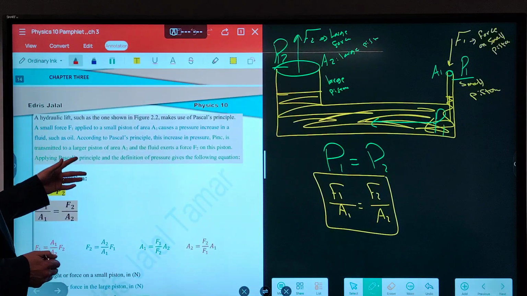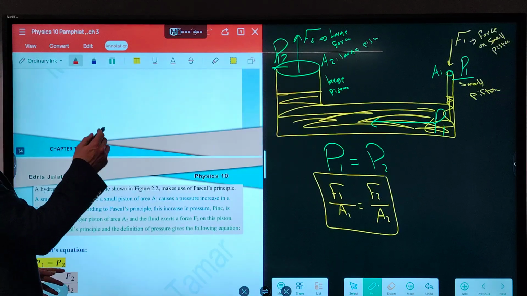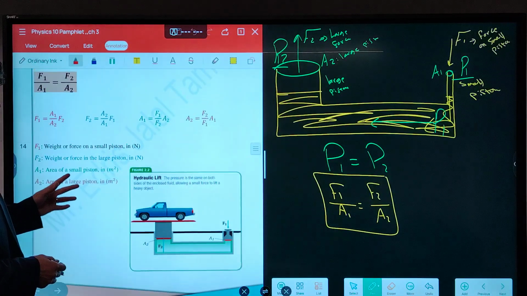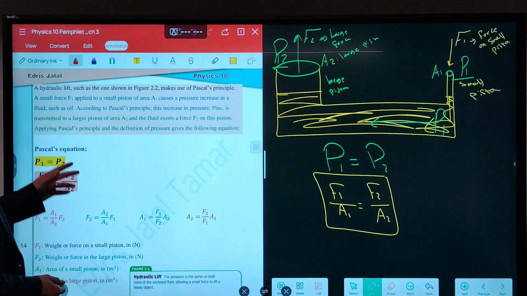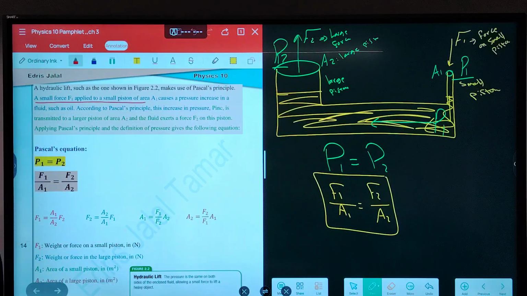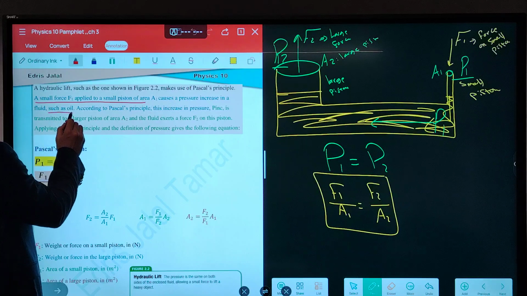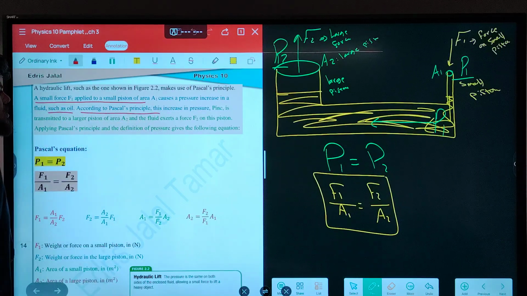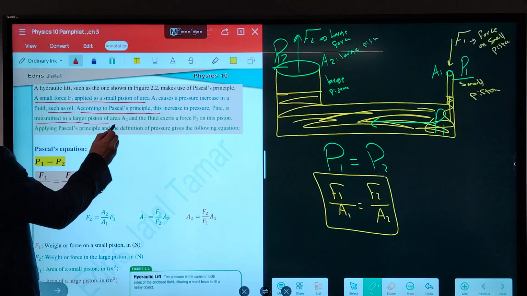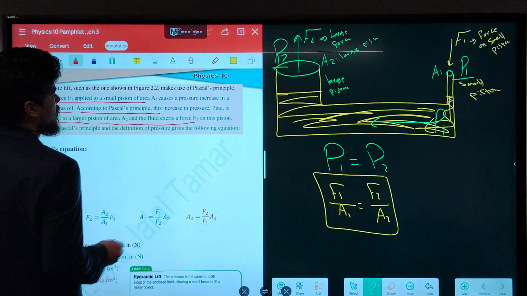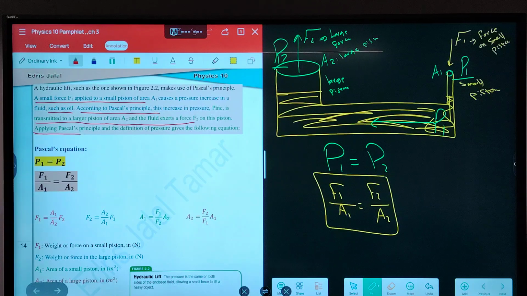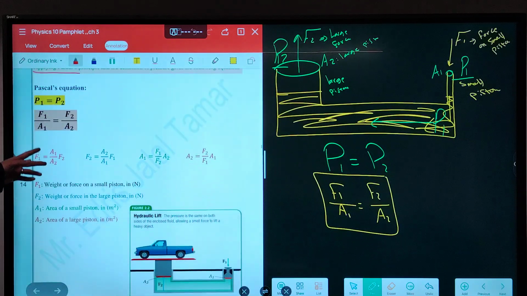A hydraulic lift such as is shown in the figure makes use of Pascal's principle. A small force applied to a small piston of area A1 causes a pressure increase in the fluid, such as oil. According to Pascal's principle, this increase in pressure is transmitted to the large piston of area A2, and the fluid exerts a force F2 on this piston. Applying Pascal's principle and the definition of pressure gives the following equation.